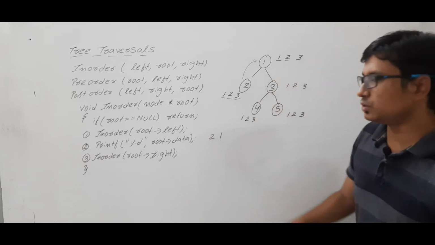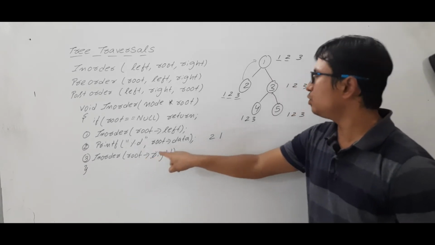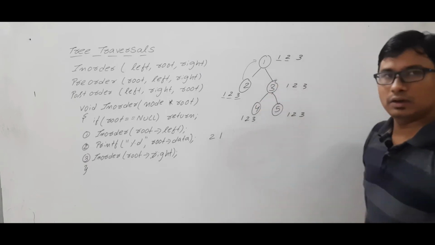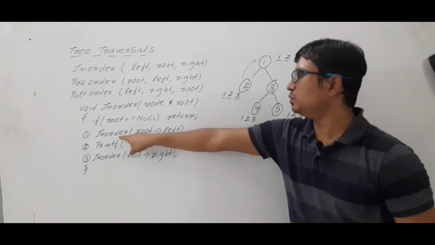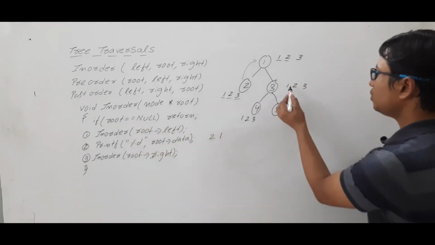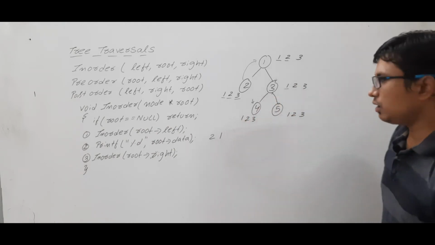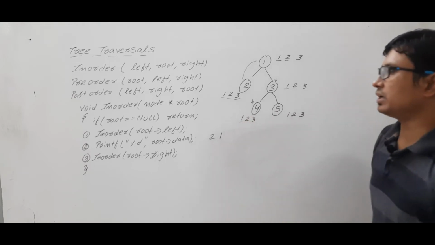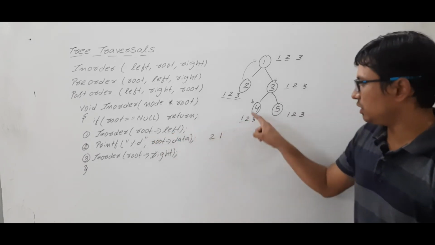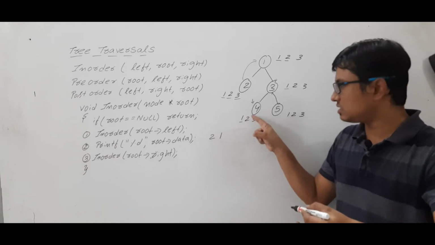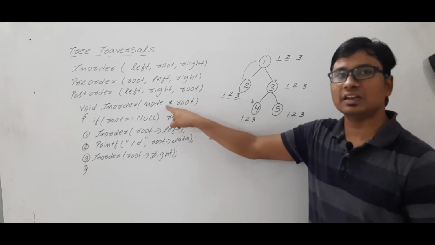Now you need to execute the step 3. What is the step 3? Root of right. So you will get the address of this node. Okay. Now again you need to execute the step 1. Root of left. So you will come here. Now here you need to execute the step 1. Root of left. It is having the null. Root of left is nothing but null, because it is a leaf node. So you will get the null here.